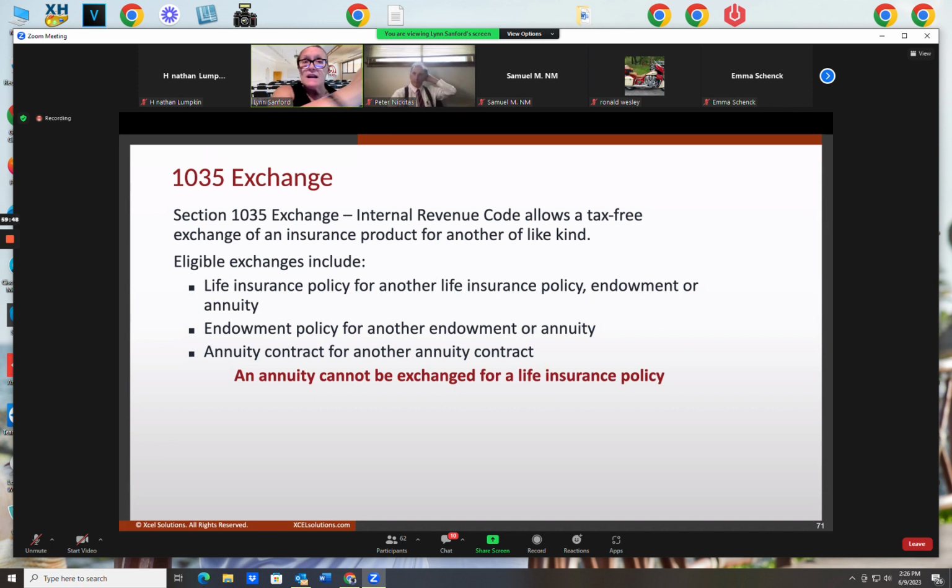You can take money out of a cash value life insurance product and put it in a different cash value life insurance product. You can take money out of a cash value life insurance product and put it in an annuity. That's okay. That's a good 1035 exchange. You can take money out of an annuity and put it in another tax-deferred annuity. That's all right. That's a good 1035 exchange. But what you cannot do is take money out of an annuity and put it into a cash value life insurance product. That is no good. The IRS does not allow that to take place. An annuity cannot be exchanged for a life insurance policy.